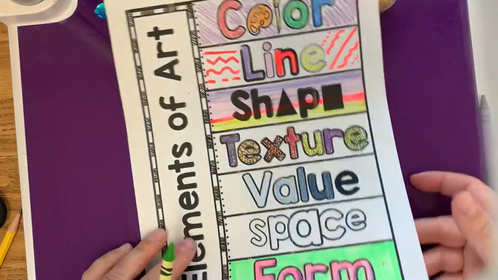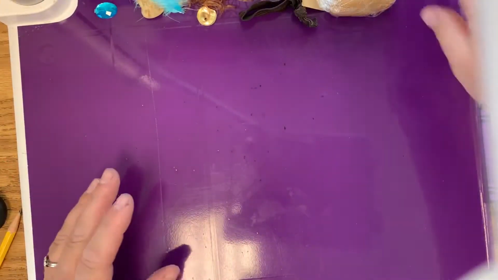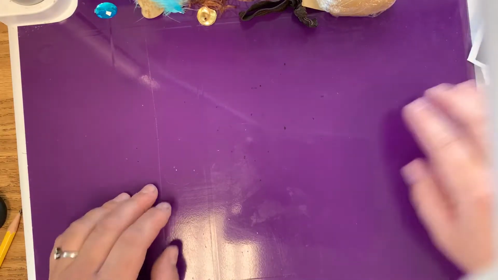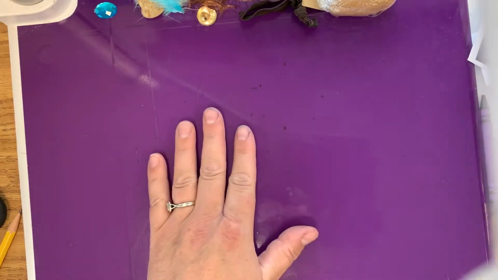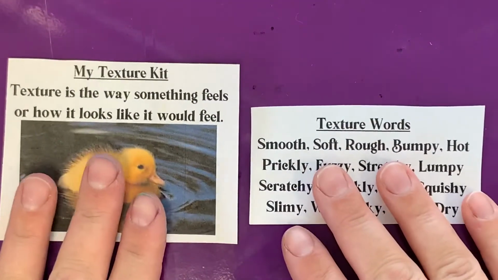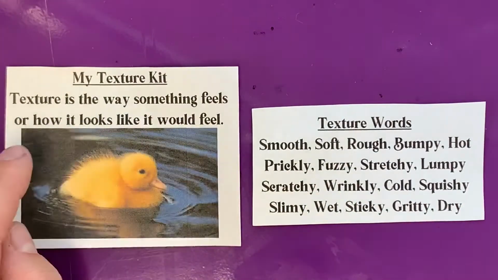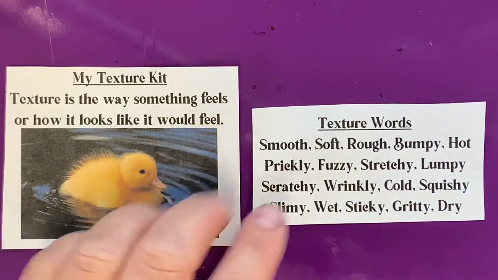Today, we're going to go on a texture hunt, and you're going to have some choices. So if you are at home, you can go around and look for things to make your texture kit. So I have these two parts here. It says my texture kit. Texture is the way something feels, or how it looks like it would feel.